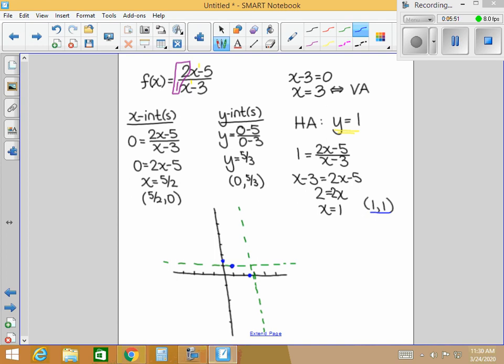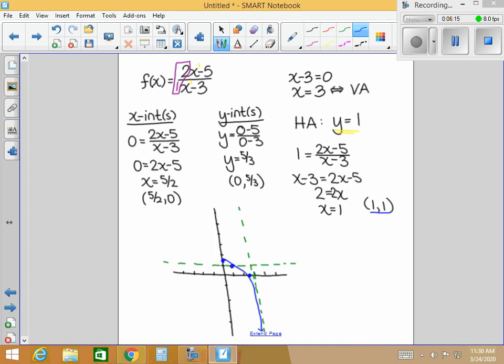Now, the nice thing about asymptotes is they're like magnets for our graph. So as I'm coming from left to right, I know that my graph is going to get closer and closer and closer to that green line. I also know that with a vertical asymptote, it's never going to touch it and it's never going to go across it.